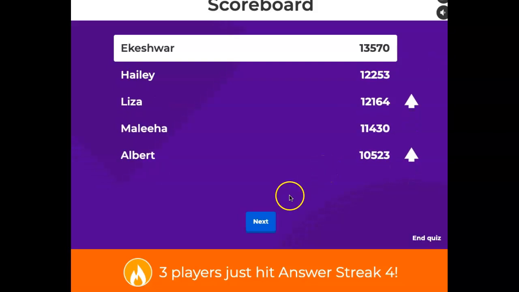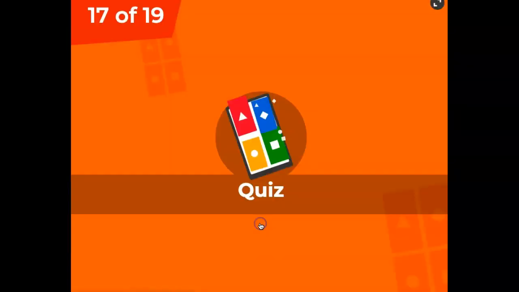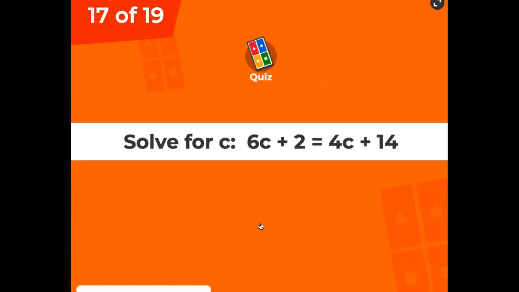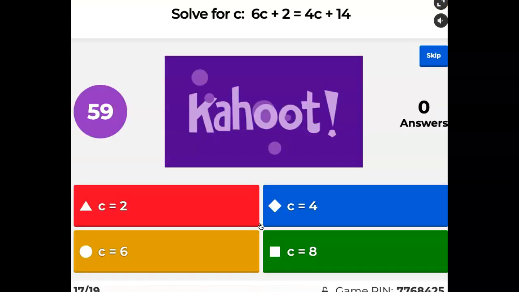All right, a little bit change of the score. So 17 questions, 17th question. So 6c plus 2 equals 4c plus 14. What will c gonna be? So just look. What will I do with c to make it equivalent to each other?